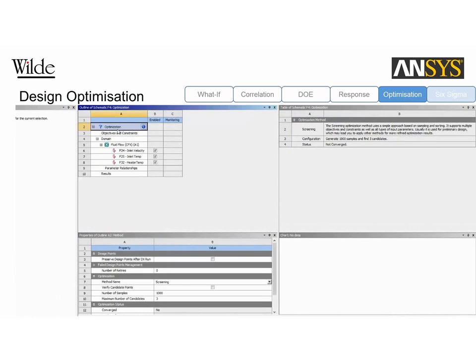And the first thing we need to do is discuss what type of optimization we want to do. Is it highly nonlinear? Is it linear? Are we looking for a single objective? Are we looking for multiple objectives? And these are the options you have, basically. In our case, we're going to go for a multi-objective genetic algorithm.